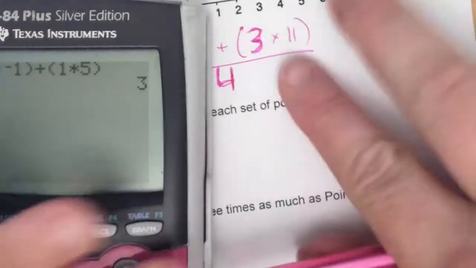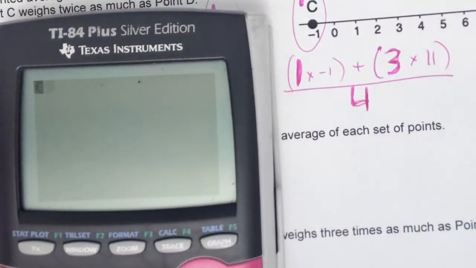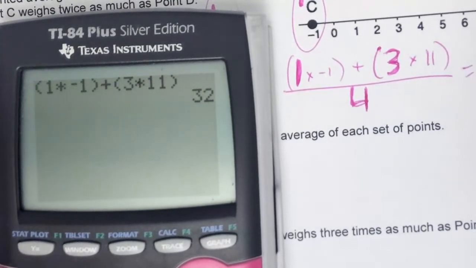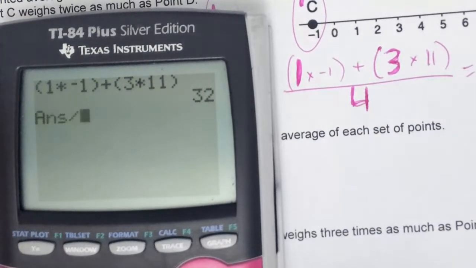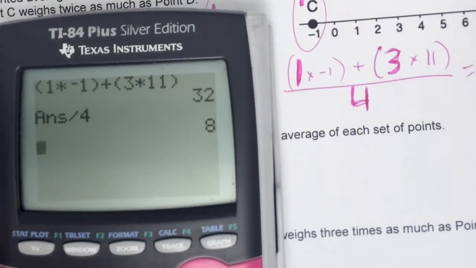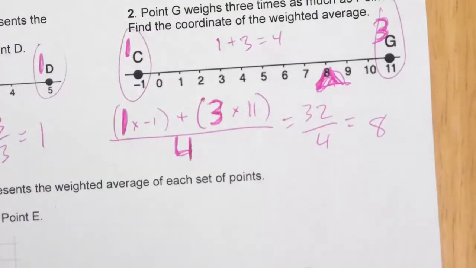All right, so in my calculator, we have 1 times -1 plus that 3 times 11. So the top is 32 divided by that 4. So divide by 4 and we get 8. So does that make sense? We're closer to the heavier side. Yes, it does. That does look like it makes sense.